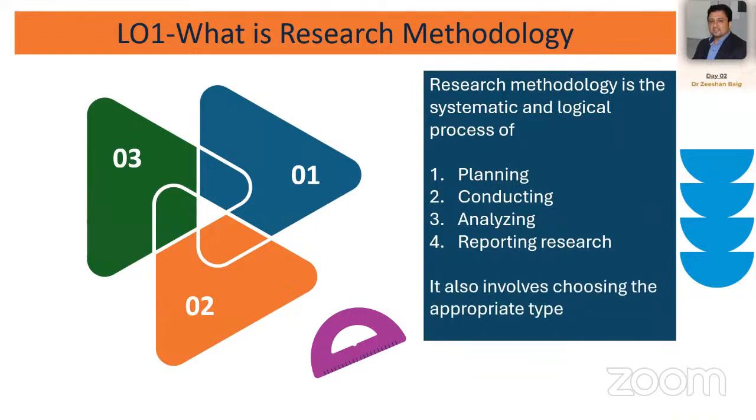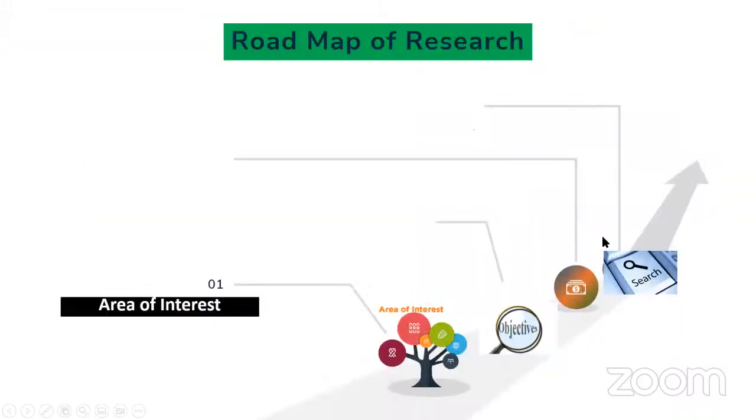One more thing, it also involves choosing the appropriate type. One important thing is that you may have very good planning of research, conducting, analyzing, but later on somewhere you realize that this was not the appropriate type. You were trying to compare something, but you actually have not achieved that comparison. So this is research methodology.